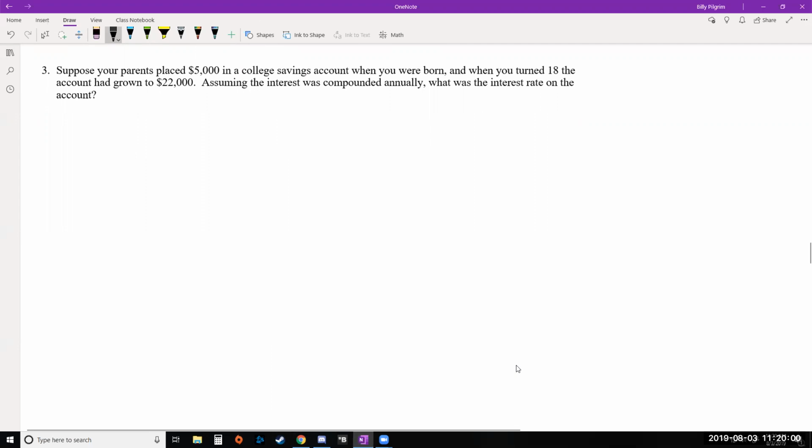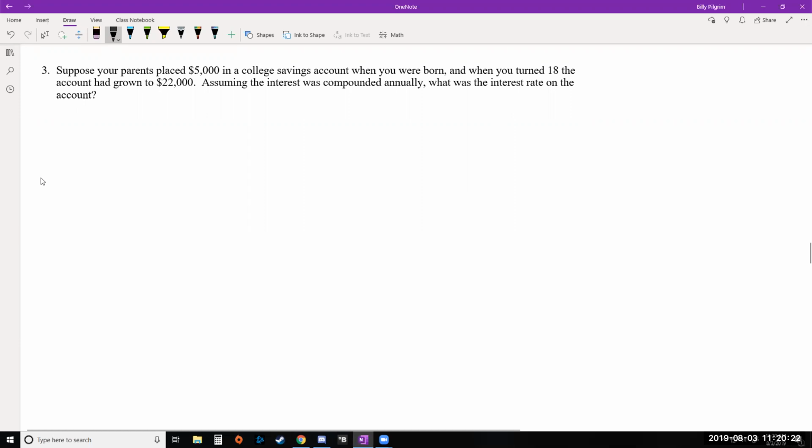So it looks like this time we have the starting value, which since this is money, we'll call it the principal. So we started with $5,000, the principal. It grew by some amount. 18 years later, it had grown to $22,000, which is the future value. So we have the principal, we have the future value, we have the amount of time, 18 years. We're looking for R, the interest rate.